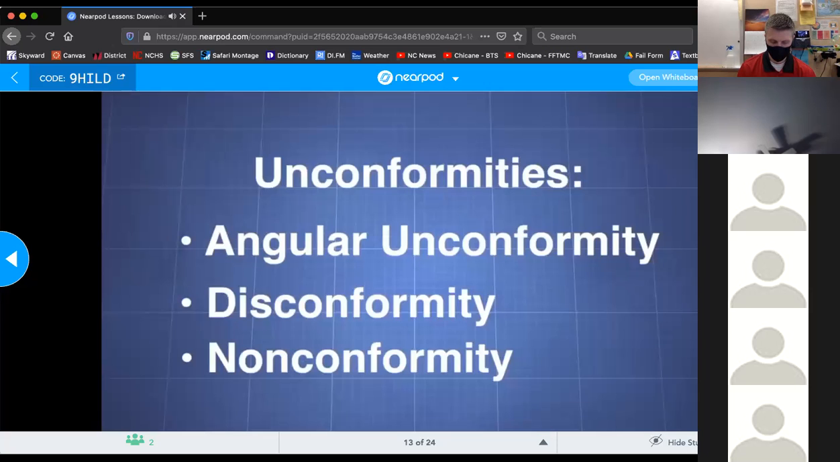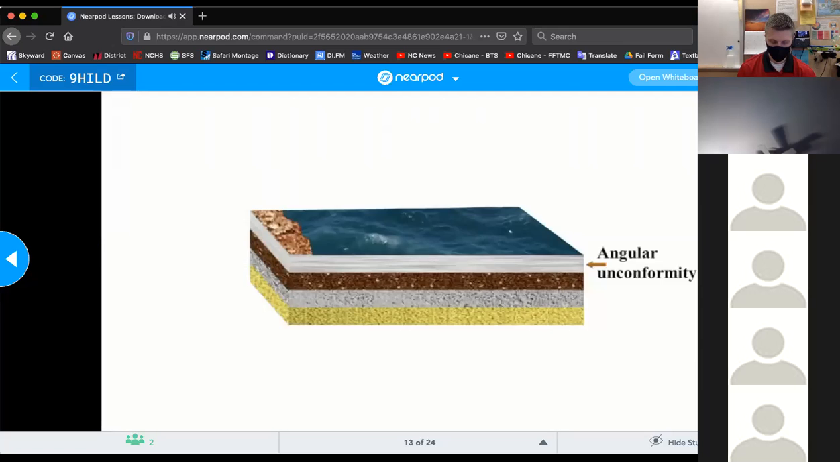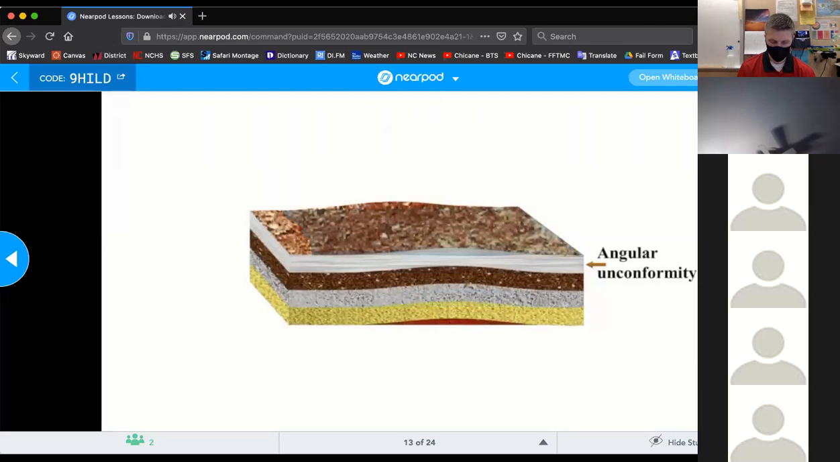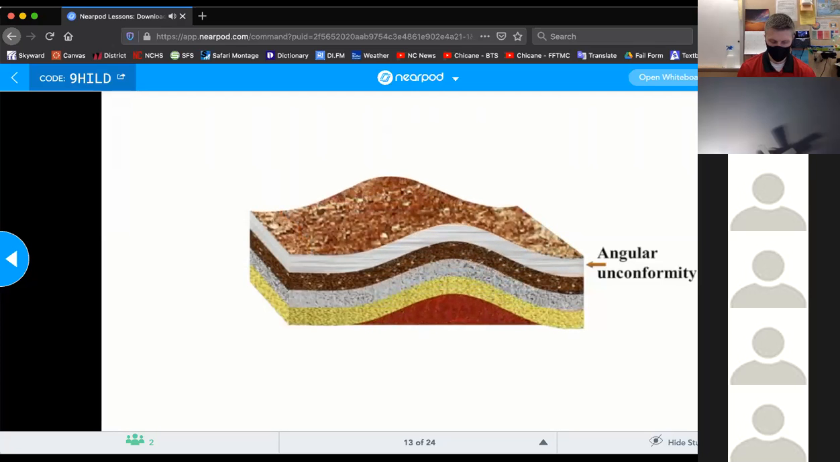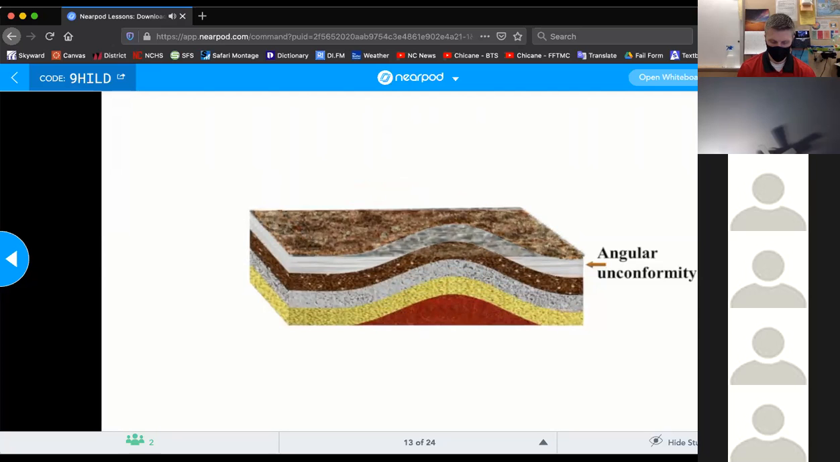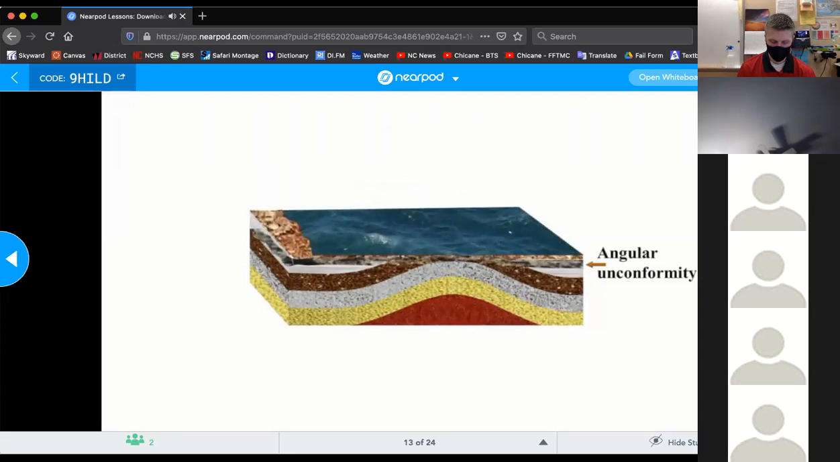There are 3 different kinds of unconformities. An angular unconformity is formed by a process that begins when sedimentary rocks are deposited into horizontal layers. These rocks are then deformed, tilting due to forces in Earth's interior. Next, weathering erodes the tilted rocks. Finally, another episode of sedimentation deposits additional horizontal layers on top of the angled layers.